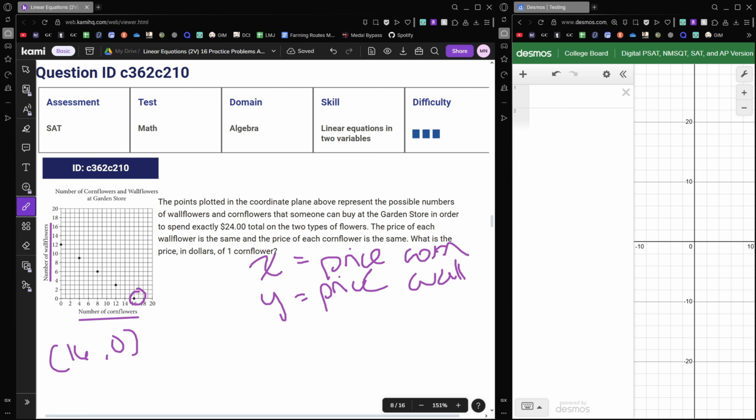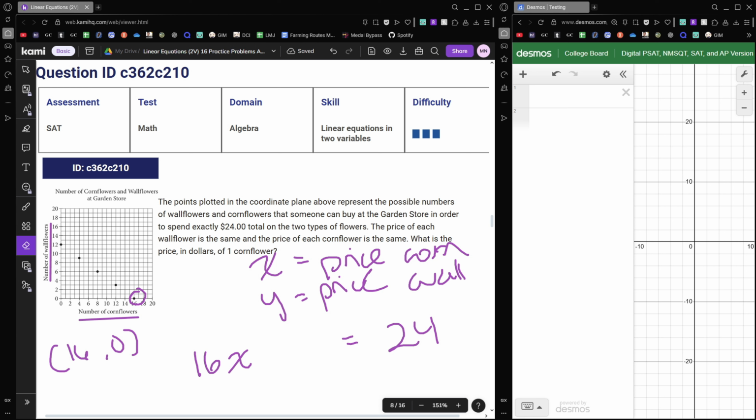16 is our x value, so that will go with our x, and 0 is our y value, so that will go with our y. And this will equal $24. And I think you can tell why I chose this point, because now we don't even need to worry about the price of wallflowers because it's being multiplied by 0.